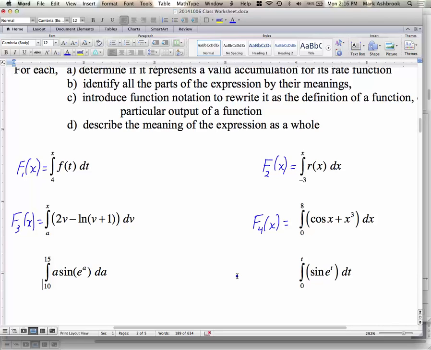Okay, start. First one, capital F1. Is it a valid accumulation function? Yes. And is it a function or a particular output? It's a function because the input is our final value of x. Okay, so happy face, right? That's good. What about F2?